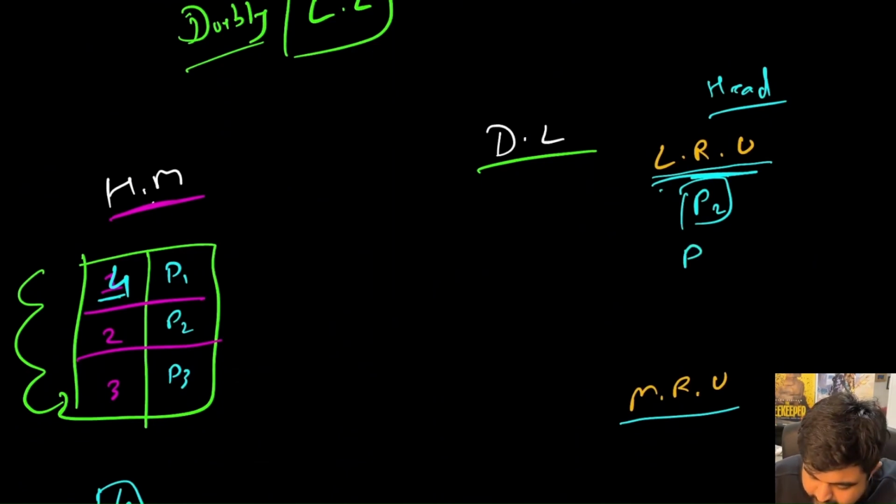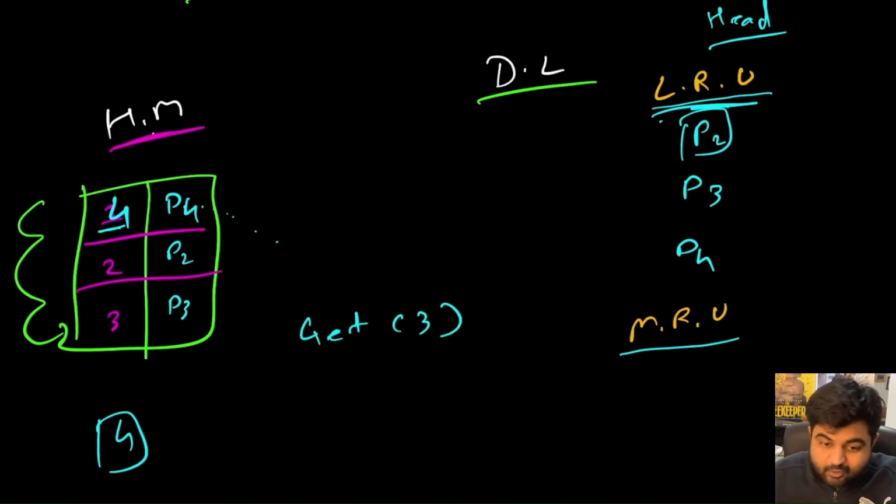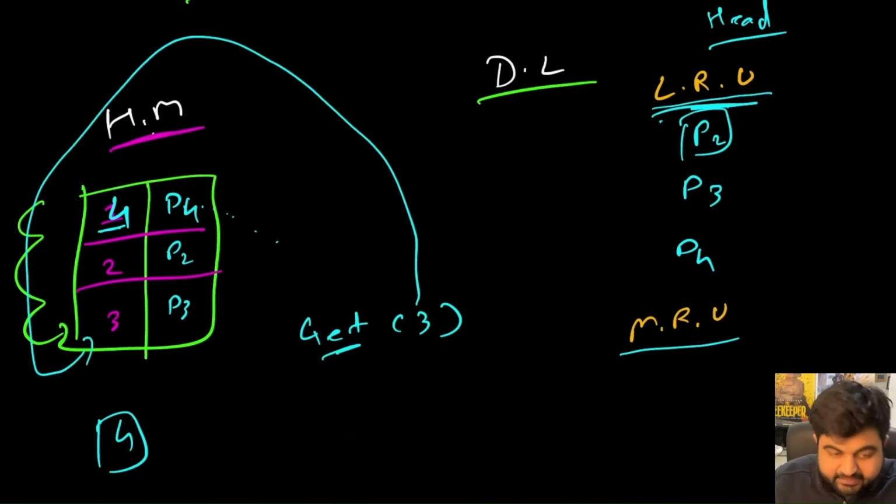So P3 and P4. Okay, currently we have these values associated, and subsequently we have pointers that point to the correct values. Now let's assume that for some reason we decide to access value number 3. Okay, we create another operation, that is the get operation, get 3. Now the moment I do the get 3 operation, suddenly even though 3 is in the middle, what I will do, in order to do the get 3 operation, first I'll check whether key number 3 exists inside the hash map or not.